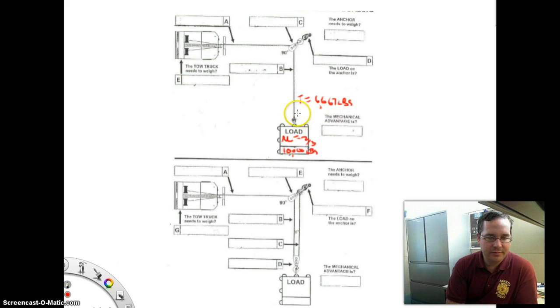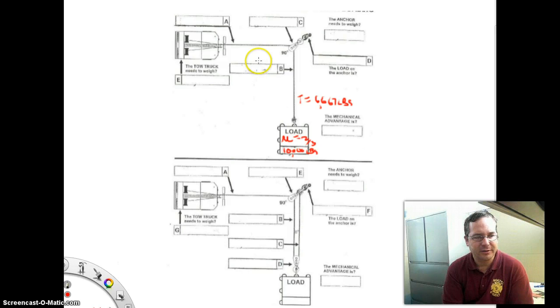Now, one of the things you can think about is, well, what is the tension over here? Well, because this wire rope's being passed over a pulley, and we assume for simplicity's sake that the pulley creates no friction, which would mean that the tension is undiminished. So the tension here is 6,667 pounds. Which actually I guess we could write into this blank here.